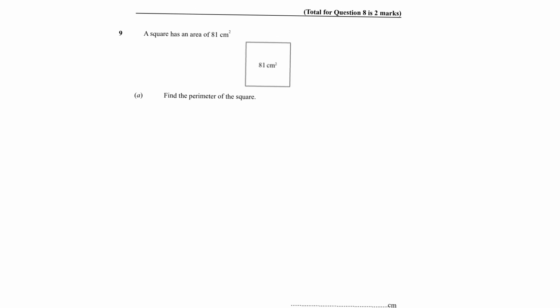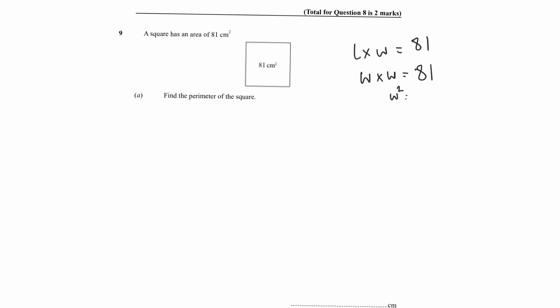Alright, and then question 9, it says a square has an area of 81 centimeters squared, and it wants us to find the perimeter of the square. So again, square, the area is length times width, and it's 81. The special bit about a square is that all the sides are the same. So the length and the width are the same. I'm just going to call them W times W. You could just call them length times length, either way.